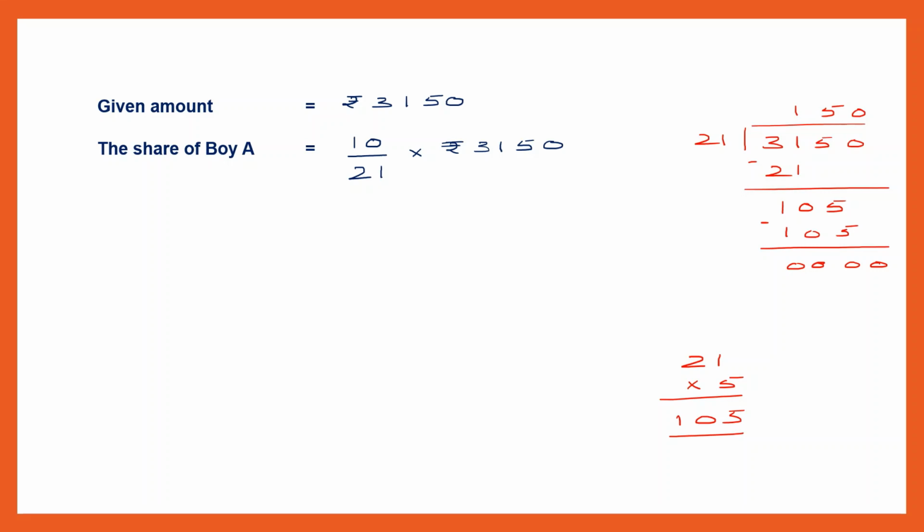So we take that 0 up. So now that is over. Our division is over. And what is our quotient? 150. That means 21 into 150 is 3150. So we got that, isn't it? 21 ones are 21. Now we have to multiply these two. So 10 into 150, we write 150 and add 10 because we're multiplying it by 10. So boy A gets 1500 rupees.